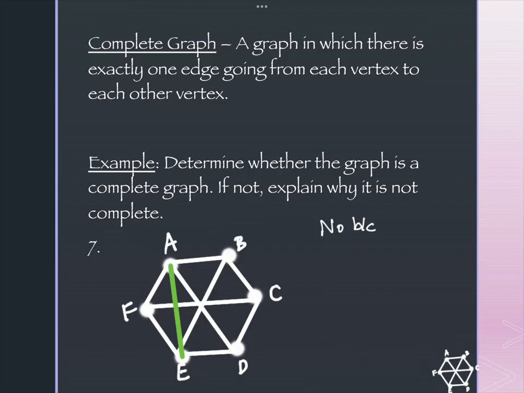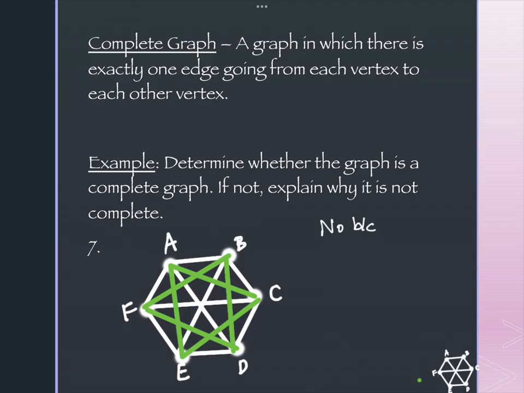Ooh, A is not connected to C. Yeah, E is not connected to C. F to D, F to B, and B to D. There's a lot of them missing, actually, aren't there? There's a lot of missing edges. Now, does that mean that you can't get from A to E? Well, no, of course not. It just means you have to go through another building, another vertex, to get there. So all of those pieces are missing.